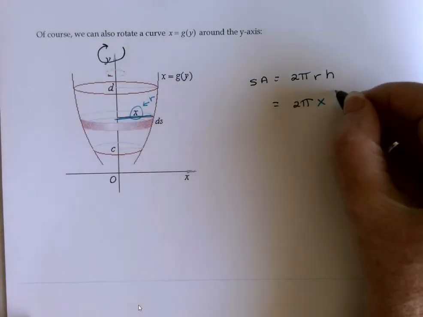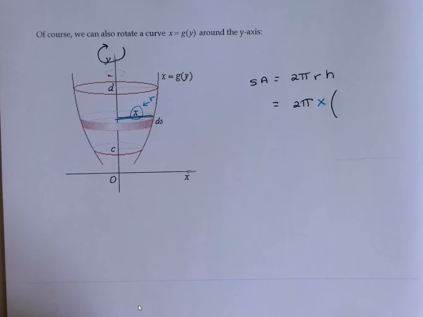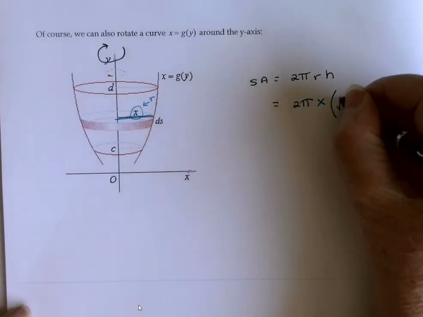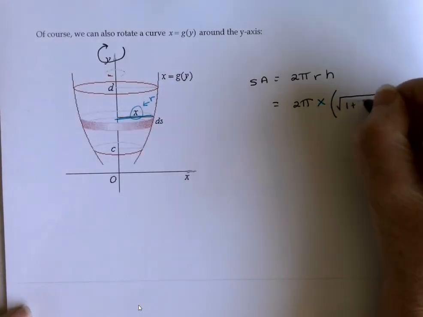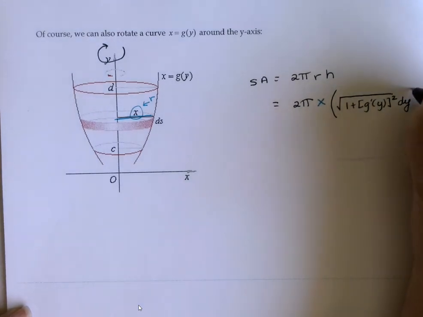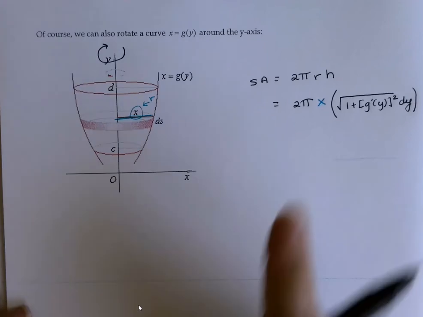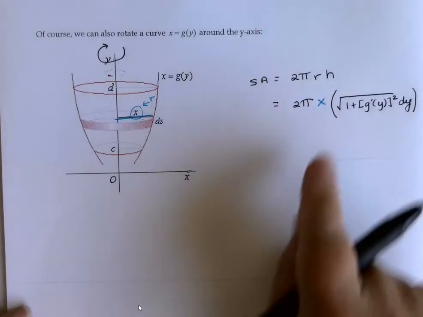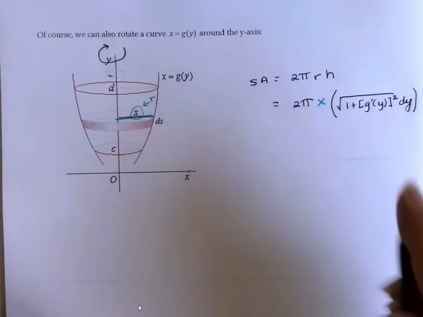And then my little piece of arc length here is going to have to be the arc length for an x equals g of y formula. So 1 plus g prime of y squared dy. And then I have a similar problem. I can't have an x in a y formula, so I'm going to replace the x with g of y here.